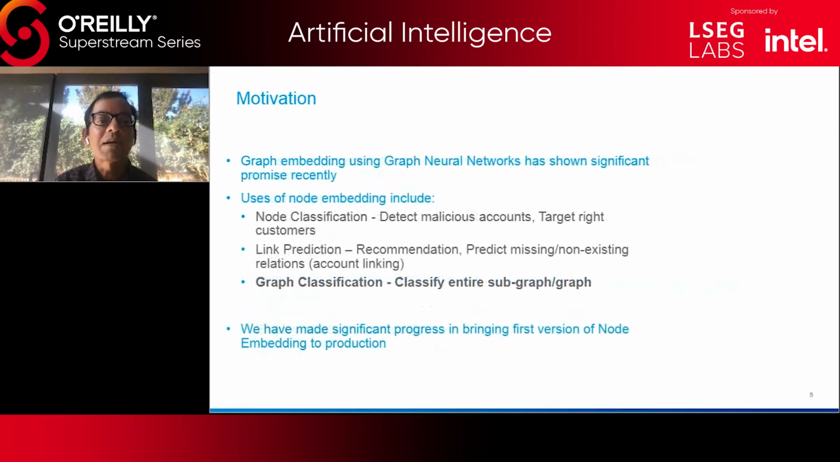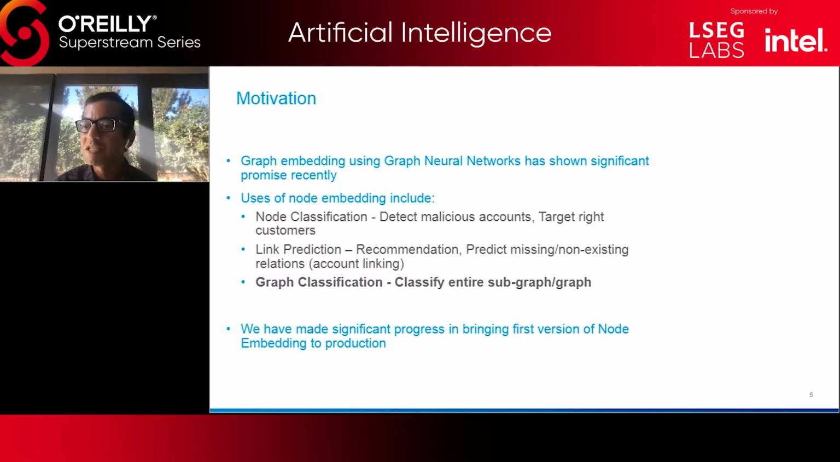So graph embedding is actually one of the most powerful concepts. It's basically using graph neural networks, which have significant promise. I will briefly talk about what these underlying graph neural networks are. It's basically extending the traditional neural network, which made deep learning successful, to the graph structure. And there are several applications of graph neural networks.